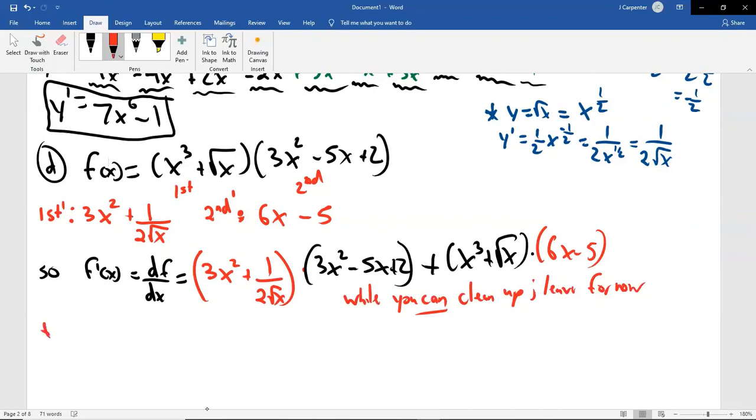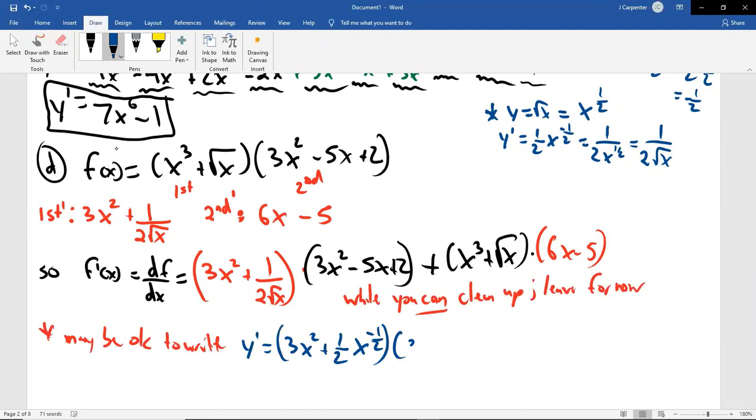You also may find it acceptable to write this version, and I'll do it in blue. I have seen problems where it's okay to write 3x squared plus 1/2 x to the negative 1/2 times 3x squared minus 5x plus 2, then plus x cubed plus x to the 1/2 times 6x minus 5.